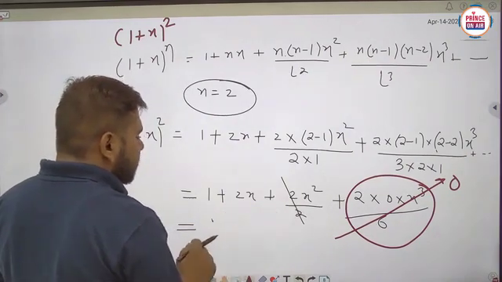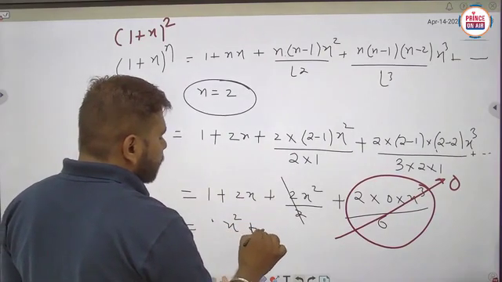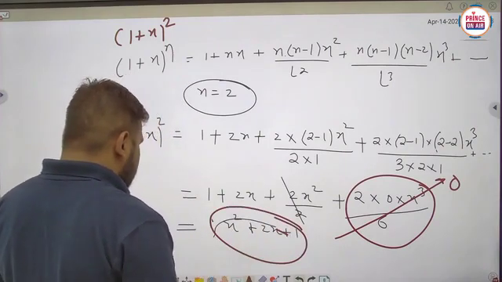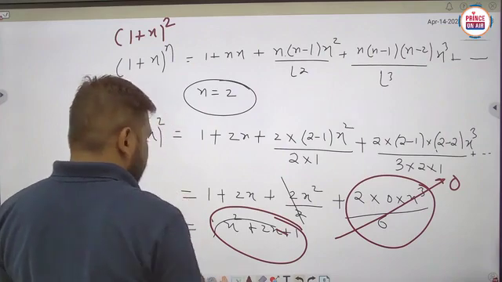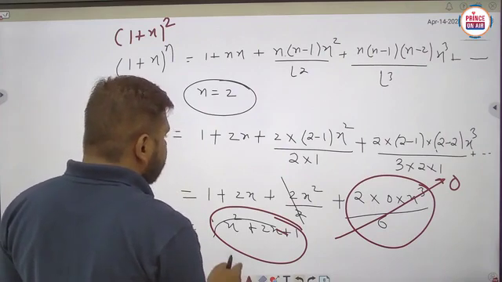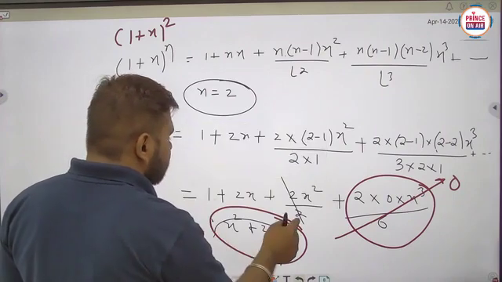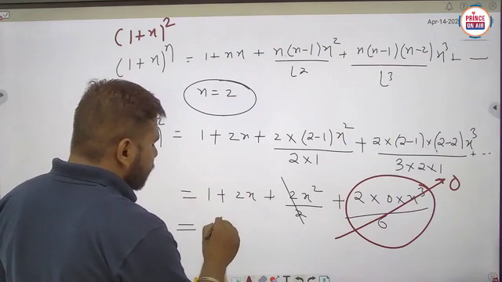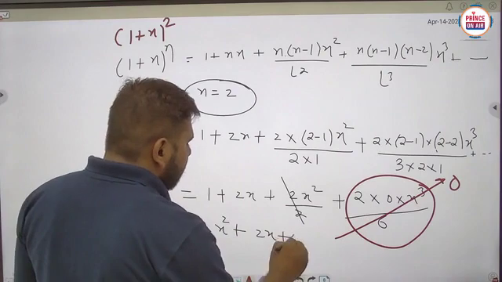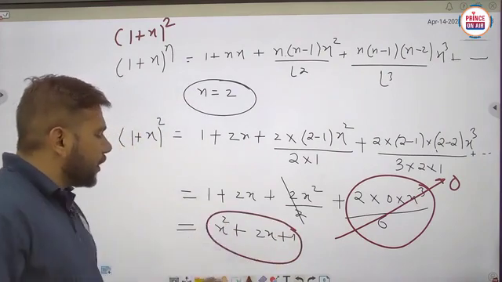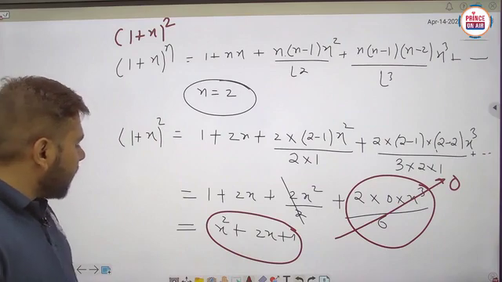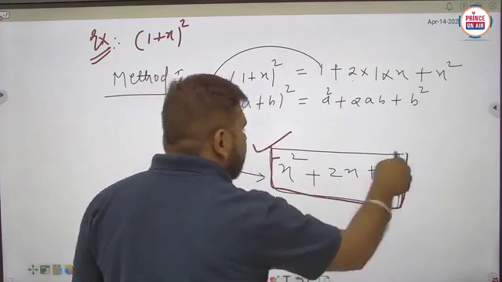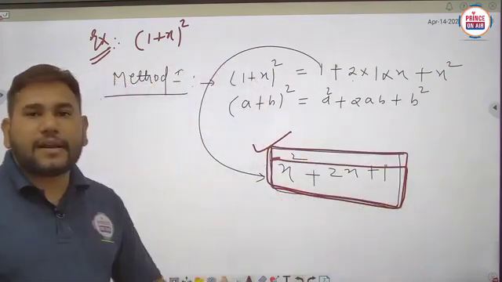So now what is the result? 1 plus 2x plus x square. So I can write x square plus 2x plus 1. This is my result when I use binomial expansion. So when I use binomial expansion, I got x square plus 2x plus 1, and when I use (a + b) whole square, I also got x square plus 2x plus 1. The result is the same.